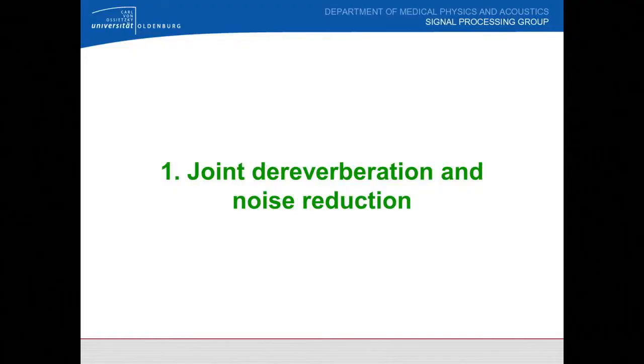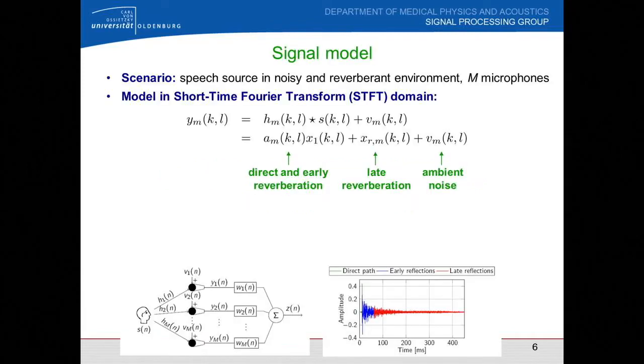Okay, let's just get started on joint reverberation and noise reduction algorithms. So this is the signal model where we just assume for now a single speech source in a noisy and reverberant environment, with microphones where we don't know where these microphones are located. In the short-time Fourier transform domain, the noisy and reverberant microphone signal, the m-th microphone signal, at frequency k and time frame l can be written as a convolution of the convolutive transfer function with the clean speech at this time frame and frequency plus noise.